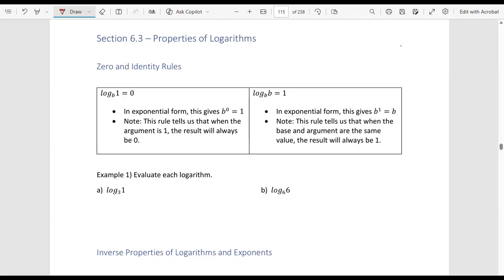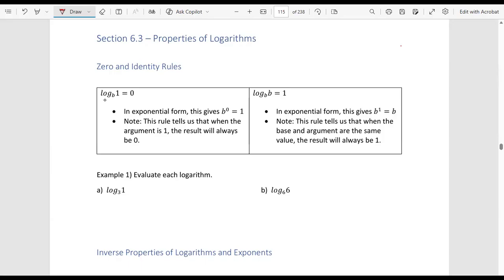Properties of logarithms. In this video, we want to learn about the properties of logarithmic functions or any logarithmic expression. The first two properties are called the zero and identity properties. What does it mean?